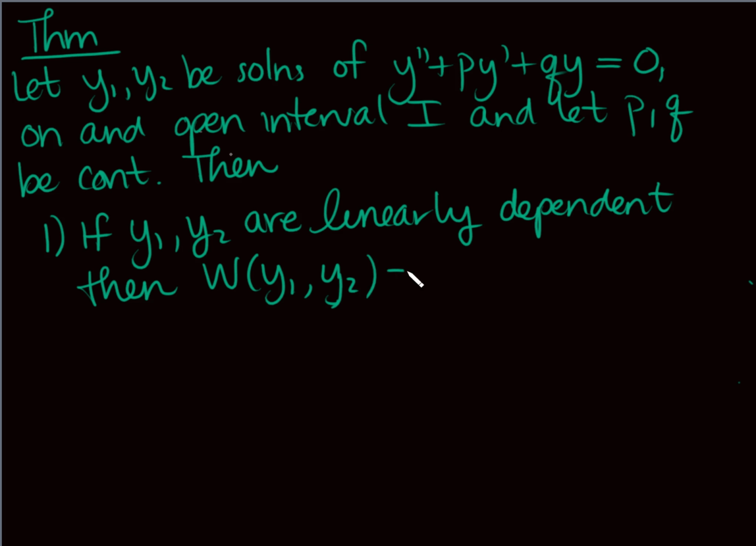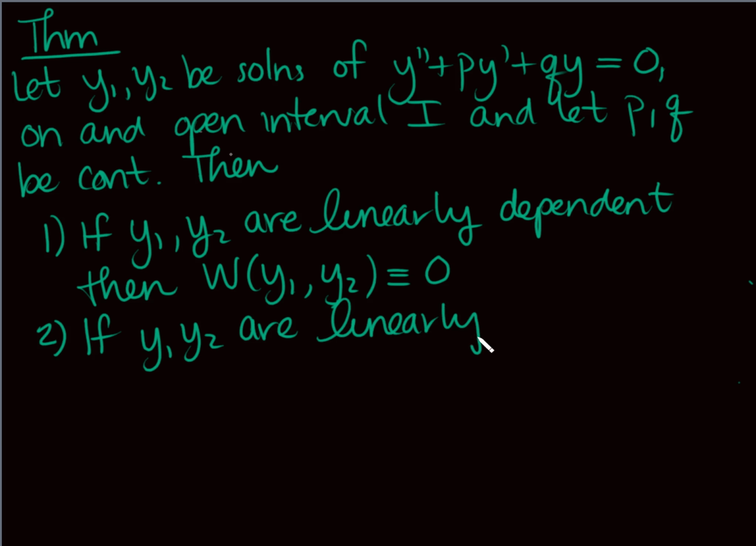Or sometimes we'll say identically 0, or sometimes we have these three equal signs right here that it's identically 0. I know that's kind of weird, but that is identically 0. It's not just 0 for some t, it's 0 all the time, no matter what x is. If y1 and y2 are linearly independent, then we know the Wronskian is not 0. Okay.